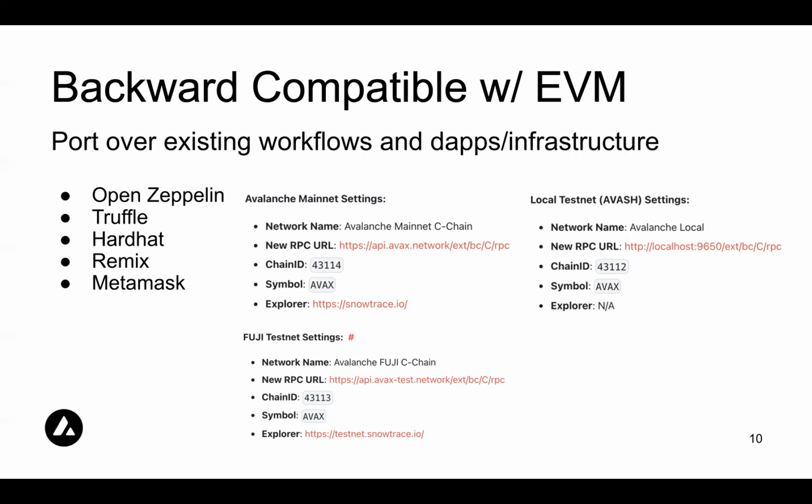And so you can see on the left here, I have OpenZeppelin, Truffle, Hardhat, we have Remix, MetaMask, any tooling that you're using right now to deploy to any EVM network. All you have to do is add Avalanche as a new network. And you can see here, I have the mainnet, Fuji, and local testnet configuration here, you know, the chain ID, the RPC URL, etc. So you can plug this information into Hardhat, plug this into Truffle, plug this into Remix, plug this into MetaMask, and you automatically connect to the Avalanche network.